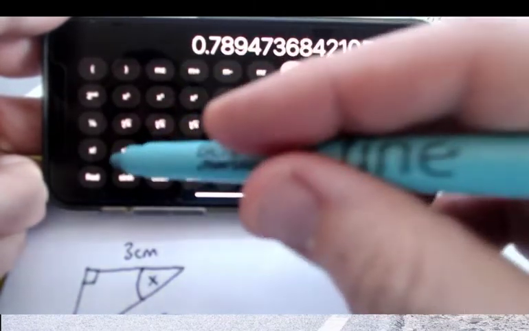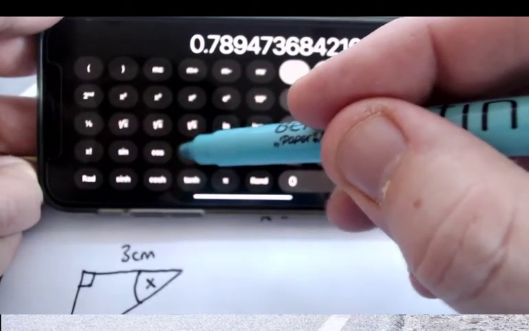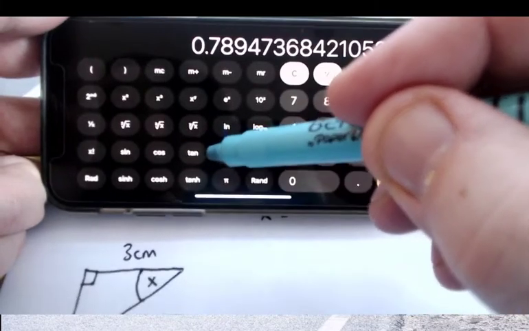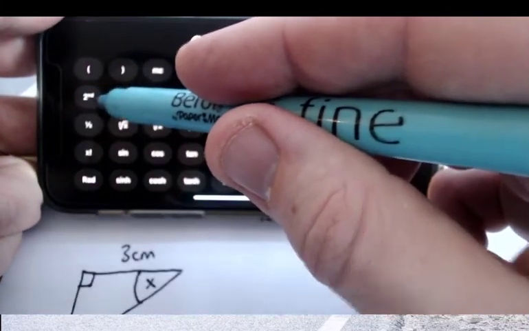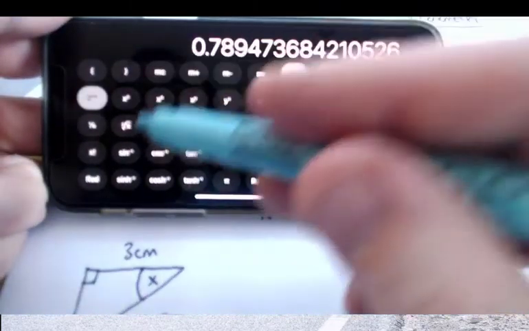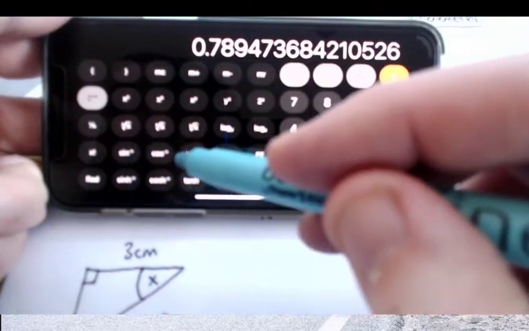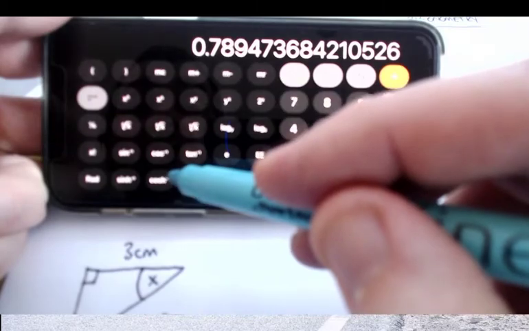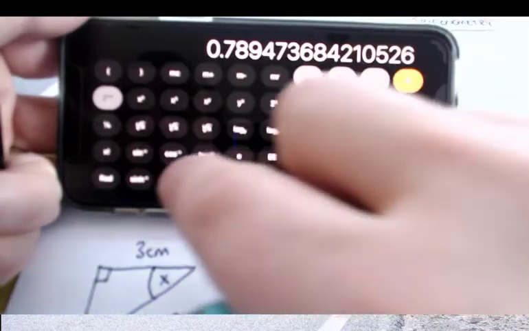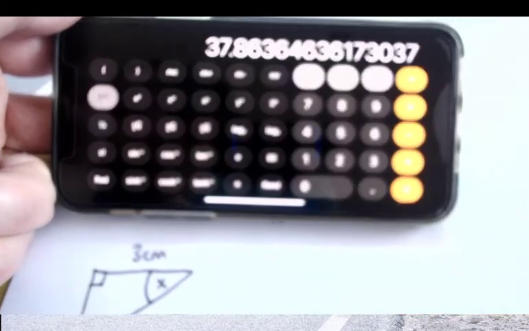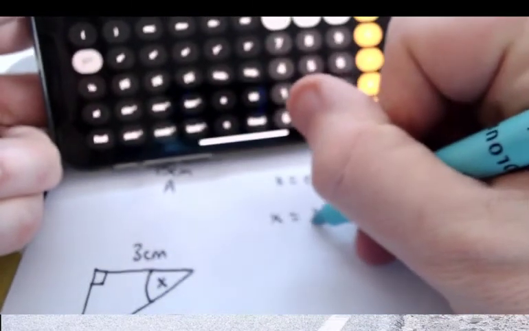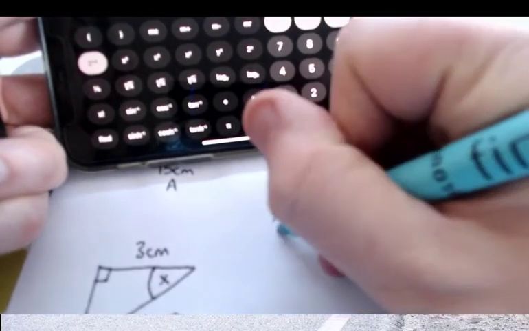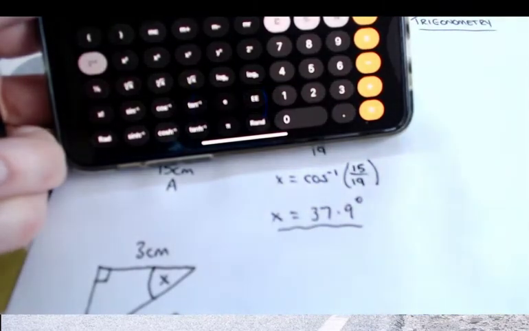Now currently sine, cos and tan are here, and they just say sine, cos and tan, they don't say inverse. So I need to go to the second function button, this one here, and tap it, and you will notice that these have changed to inverse sine, cos and tan. So today it's inverse cos, so it's this button here that I'm going to use, and I get 37.9 if I round it correctly, degrees, because we're finding the size of an angle.